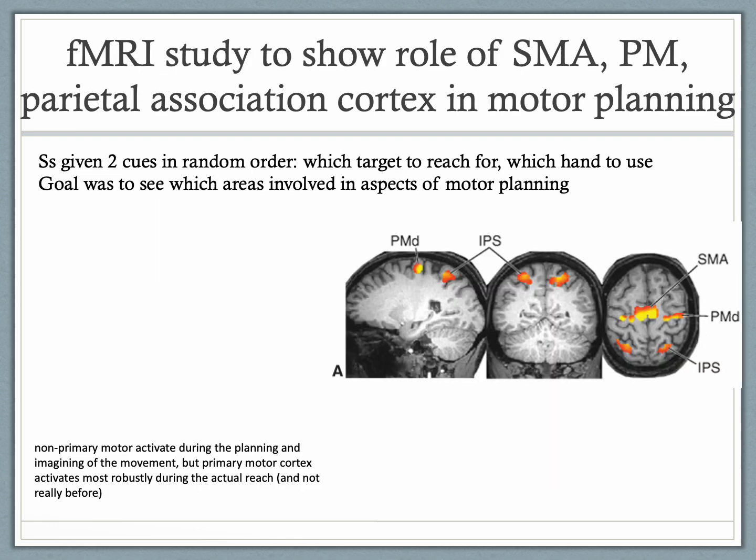This is an fMRI study to show the role of SMA, PM, and parietal association cortex in motor planning. The subject is given 2 cues in random order: which target to reach for, and which hand to use. The goal was to see which areas are involved in aspects of motor planning. So the non-primary motor areas activate during the planning and imagining of the movement, but the primary motor cortex activates most robustly during the actual reach and not really before.